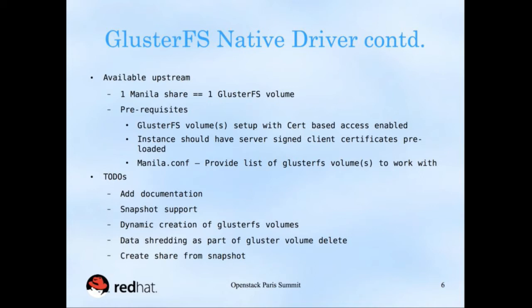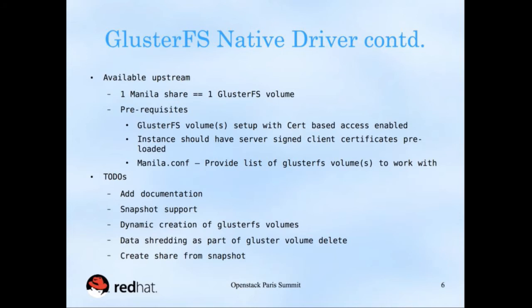Well, the GlusterFS storage backend, what we call the GlusterFS volume, should be set up with the cert-based access type enabled. Instances should have the server-signed client certificates preloaded. You could have them as part of a tenant image so that when you create an OpenStack instance, these certificates are already present inside the image. And the third one is that in the Manila configuration file, you need to provide a list of Gluster volumes that you would want to work with. Those are the only three prerequisites you need in order to use the GlusterFS native driver in Manila.